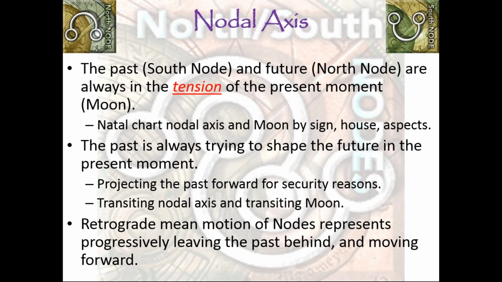And what the transiting nodal axis and transiting moon are allowing us to do is break free from the natal chart and the ways we want to project that past forward. Again, the retrograde mean motion of the nodes means progressively leaving the past behind and moving forward.